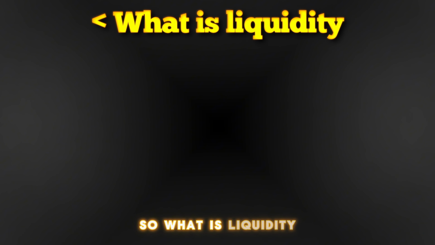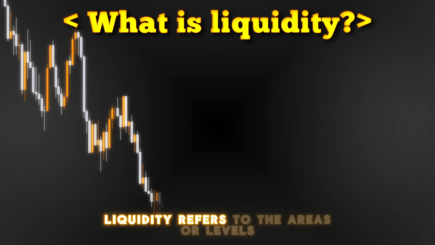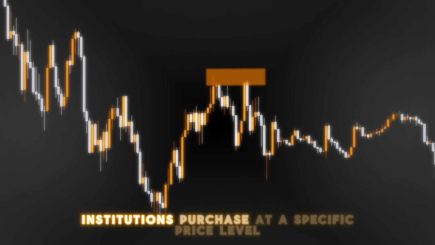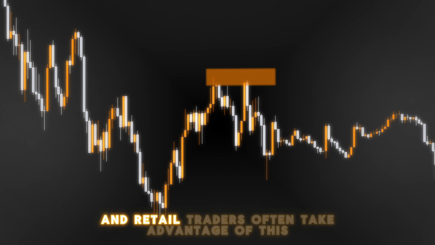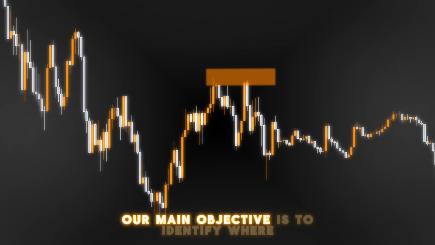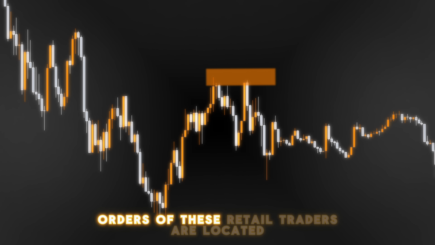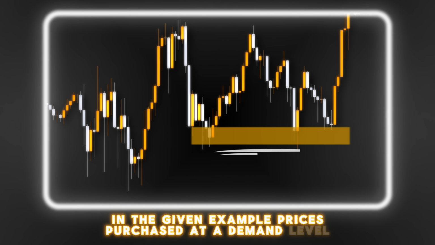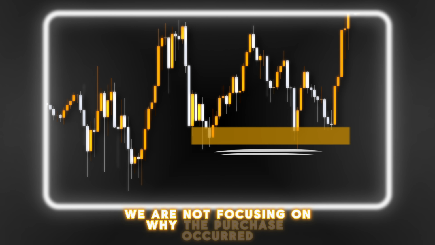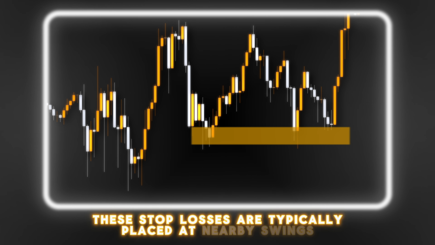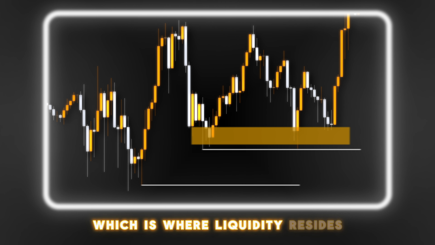So, what is liquidity? Liquidity refers to the areas or levels where business transactions occurred previously. Institutions purchase at a specific price level, and retail traders often take advantage of this institutional activity. Our main objective is to identify where the stop-loss orders of these retail traders are located. In the given example, price is purchased at a demand level. We are not focusing on why the purchase occurred, but rather where retail traders might place their stop-loss orders. These stop losses are typically placed at nearby swings, which is where liquidity resides.